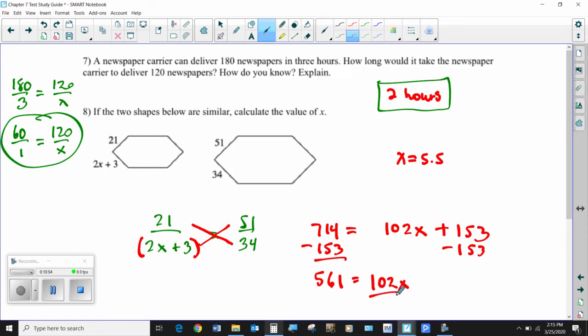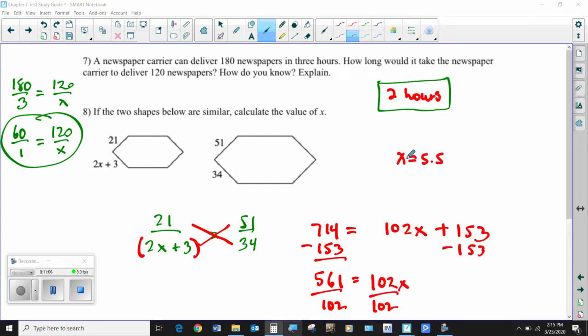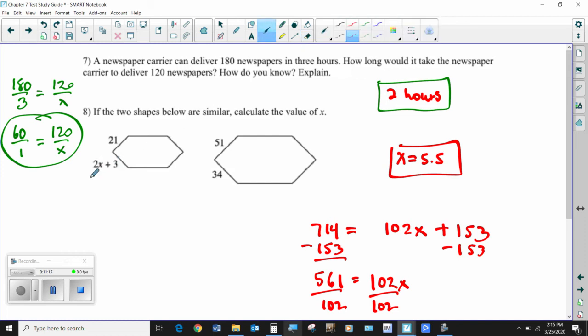And now we divide each side by 102 and see what we get. 561 divided by 102, we get 5.5. So that means that must be our answer. Now, I want to check that. I don't necessarily trust that all of that was perfect. So if I put in the 5.5 here, that's going to be 11 plus 3 is 14. So is 21 over 14 equivalent to 51 over 34?